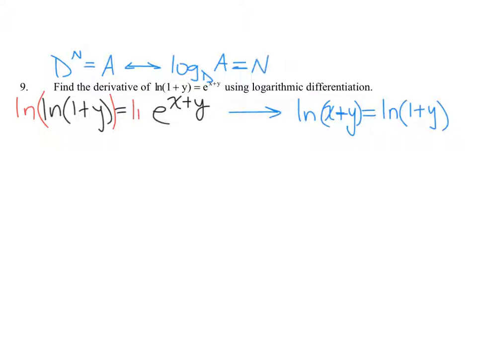I'd be taking the natural log of both sides. So it would be the ln of the ln of 1 plus y equals, well, ln of e, that's an inverse relationship, so that's just going to be x plus y, right? Because it's x plus y times ln of e.